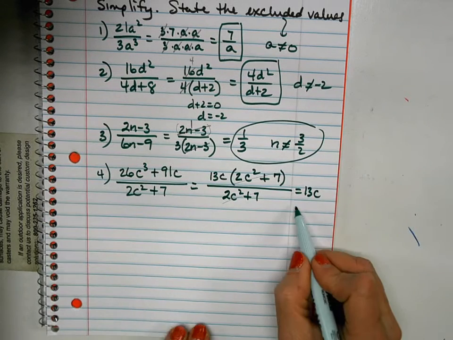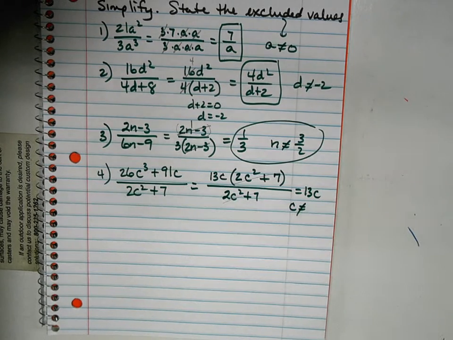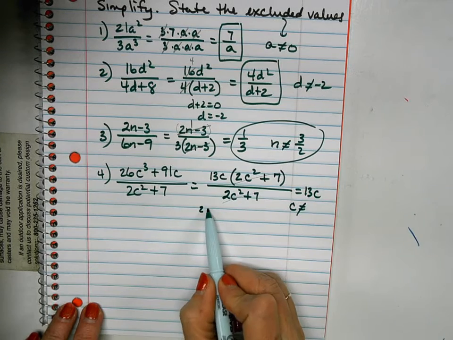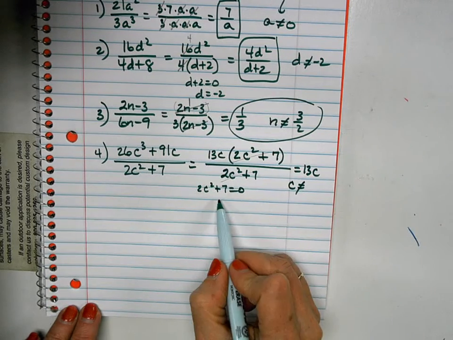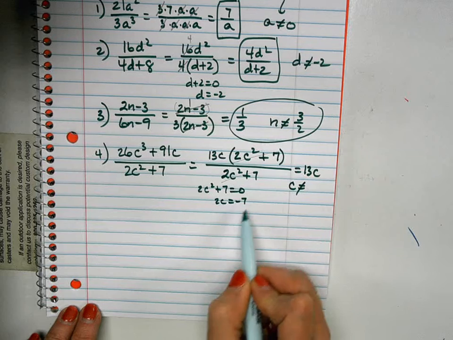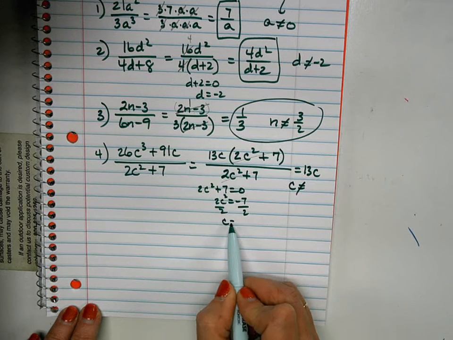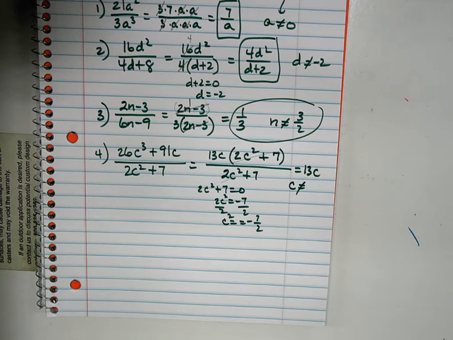Okay, and then we need to state any excluded values. What would cause 2c squared plus 7 to equal 0? I don't really know right off, so I'm going to try to solve this. I'm going to take 2c squared plus 7, set it equal to 0. I'd subtract the 7, and then divide by 2. Oops, I dropped my squared. I'd get c squared equals a negative. That's a problem, right? We're not going to exclude imaginary values. We don't need to exclude imaginary values.